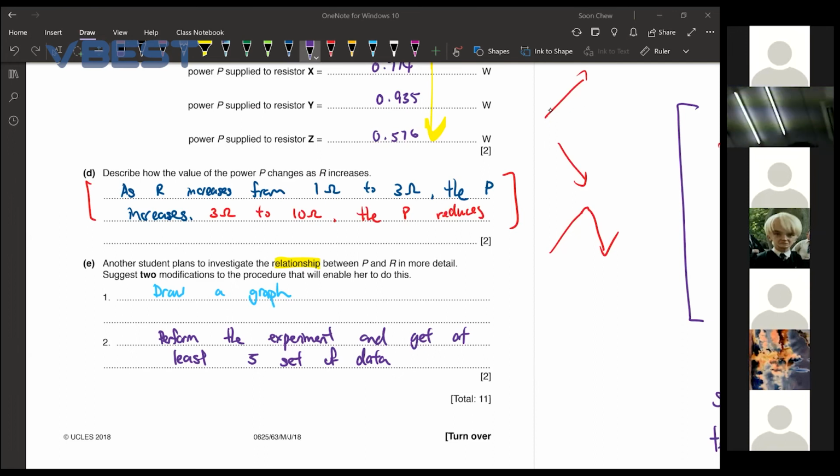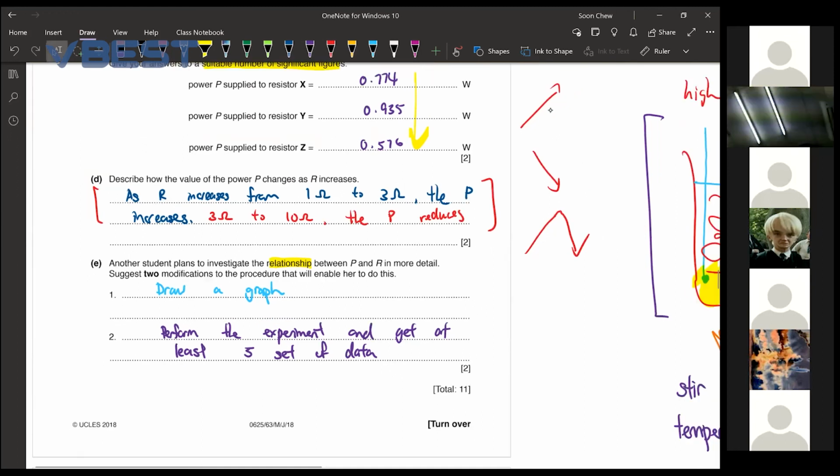Reduce current so that temperature is controlled. Let me see. Oh, you say that if they ask how do you improve your results, yes you can. But for the relationship between P and R, I don't think that will actually help. Use small value. Can also, as long as they get the information, then it should be alright.